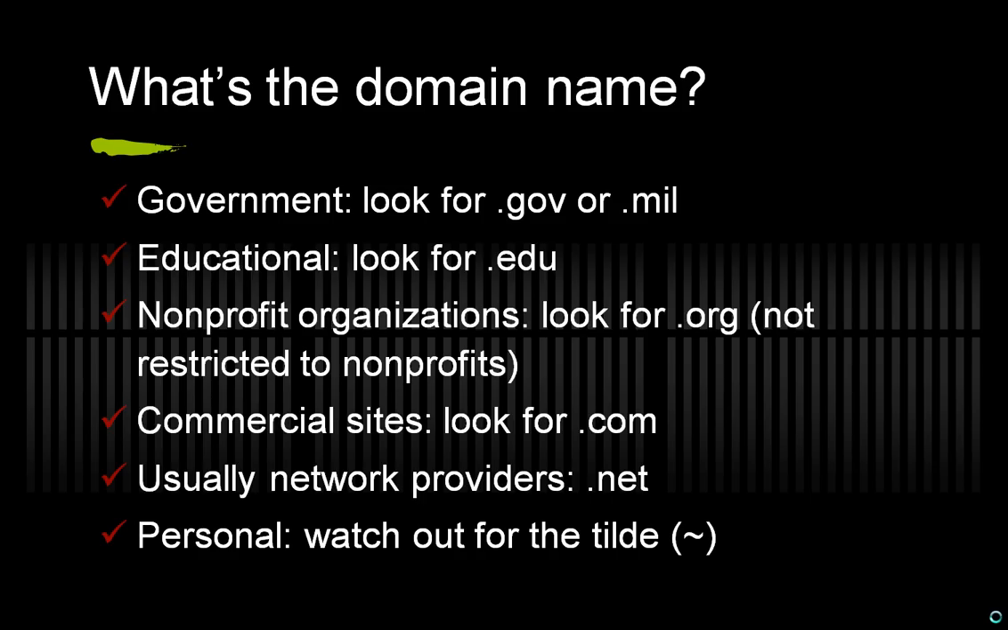One way to check about reliability is, what's the domain name? If it's a government website, it might say .gov or .mil. An educational website, .edu. Nonprofit organizations, .org. Those can be tricky because they are not really restricted to nonprofit organizations. Commercial sites, .com. They're probably trying to sell you something. Usually network providers will be a .net. Personal web pages will often include a tilde, that little wiggly mark, somewhere in the URL or the address of the page.